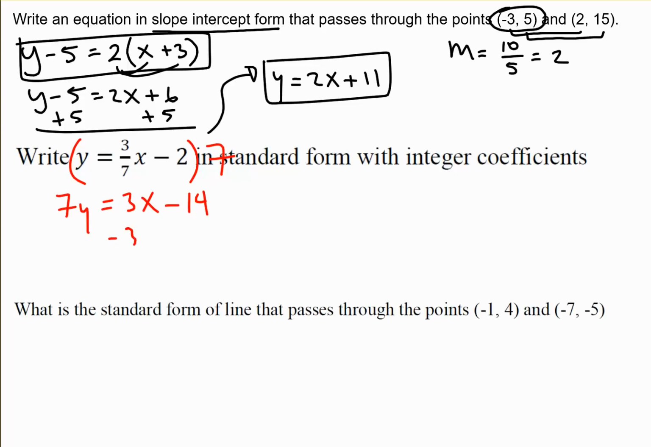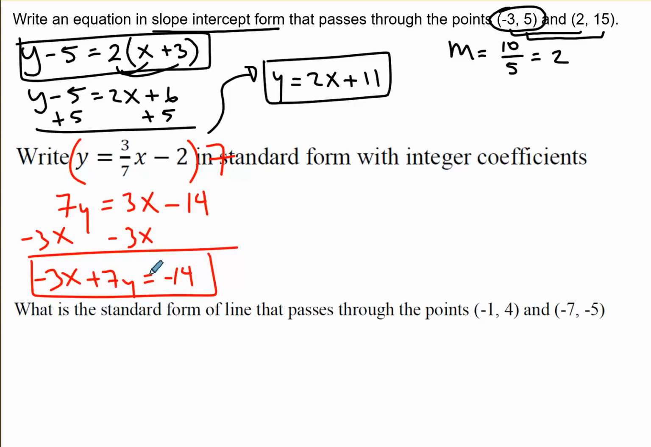And then we'd need to get x and y on the same side. So we'd subtract 3x, and we get -3x plus 7y equals -14. Now this is an answer, except I've got 2 negative integers. So I want to make this a positive. I have more than one positive, so I can multiply this entire equation by -1. That would make positive 3x minus 7y equals 14. And this is more of an answer that you'd see.